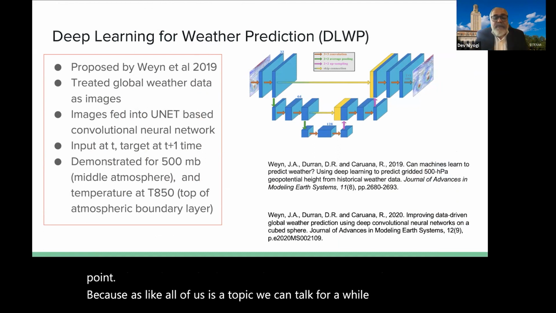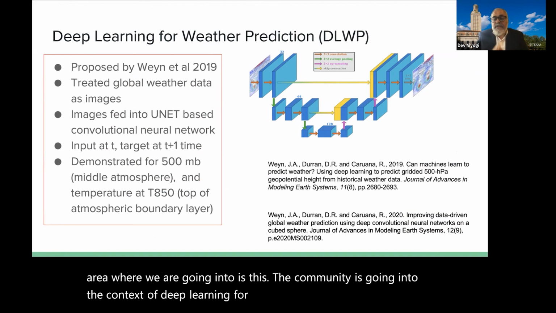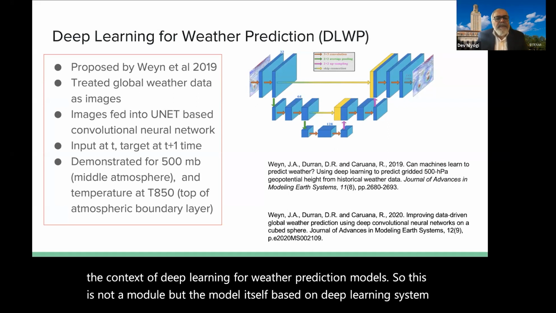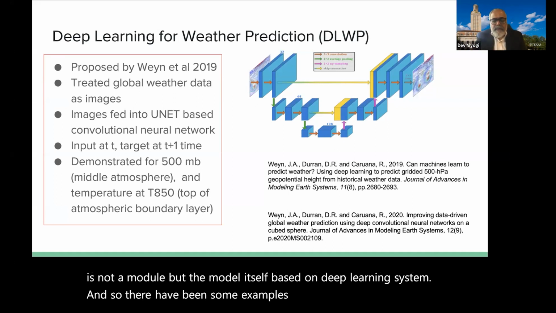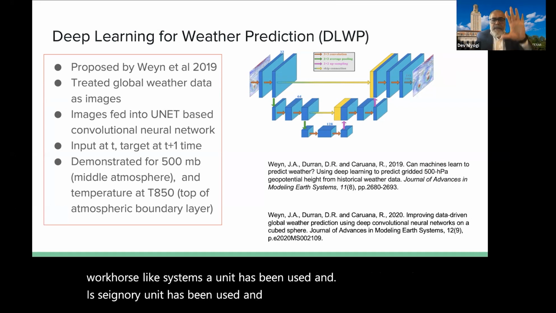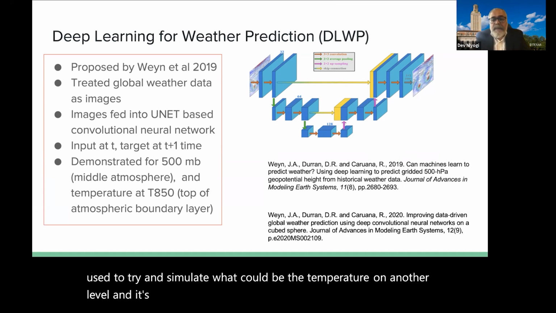The other area the community is going into is the context of deep learning for weather prediction models. So this is not a module, but the model itself based on a deep learning system. There have been some examples where, again, very workhorse-like systems like a CNN or a UNet have been used, and data from one level has been used to try and simulate what the temperature could be on another level, and it seemed to work well.